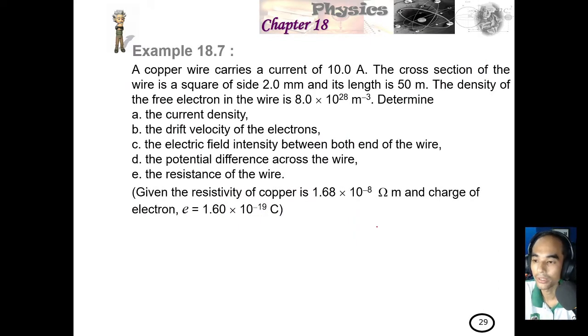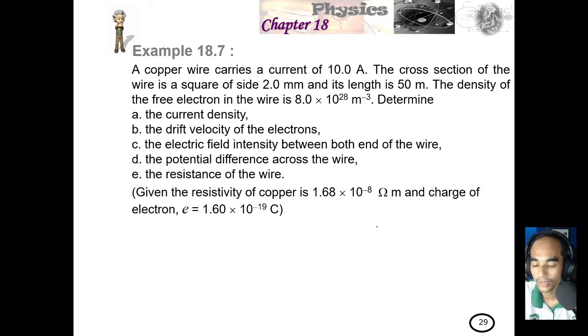So we have an example here. A copper wire carries a current of 10.0 ampere. The cross-section of the wire is a square of side 2.0 mm and its length is 50 meter. The density of the free electrons in the wire is 8.0 times 10 power 28 per meter cube.